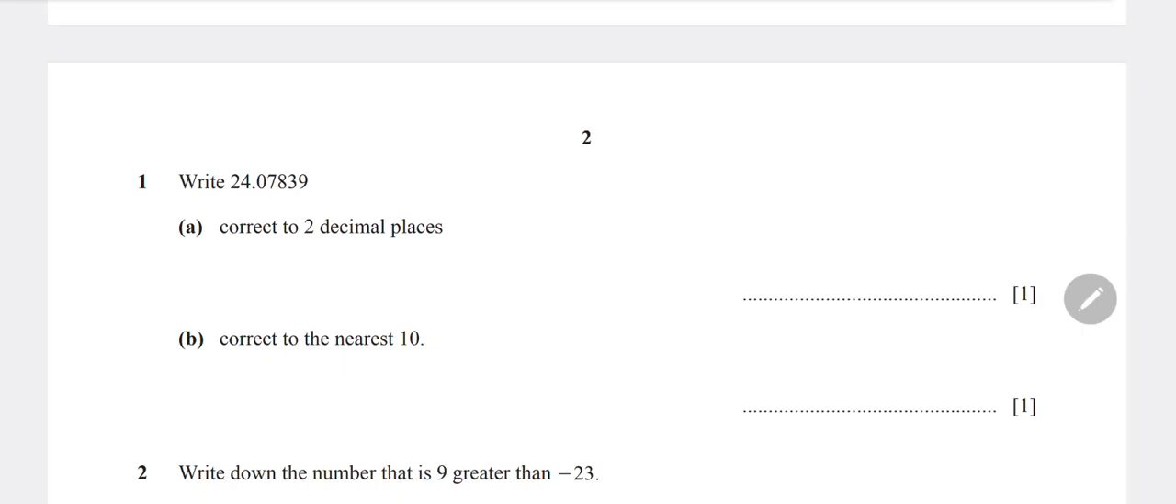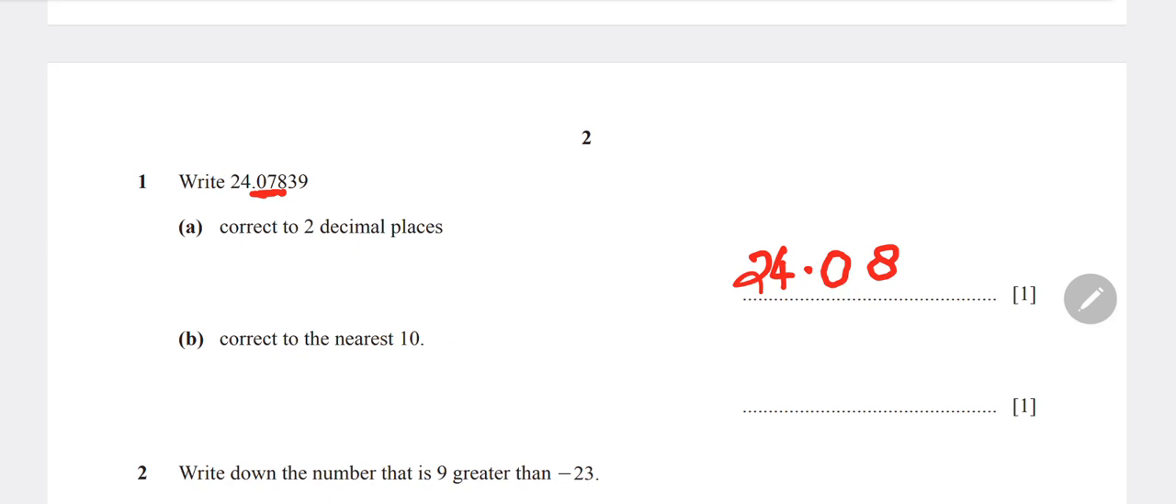24.07839. You need to write this correct to two decimal places. Two decimal places means we need to write this number with just two decimals. So 24 we write the same way. Then 0, because we need to write only two decimals, so the first decimal will be the same. But 7 is greater than 5, so 7 becomes 8. So we write here 24.08.